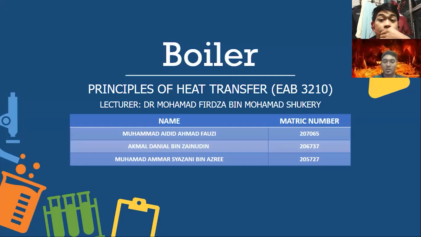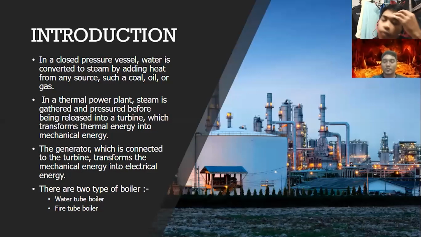My name is Akmal bin Zainudin, my metric number is 206737. The second member is Muhammad Aidid bin Ammar Fauzi, metric number 207065. And the last member is Muhammad Ammar Syazani bin Azree, with metric number 205727. I will explain the introduction of the boiler.